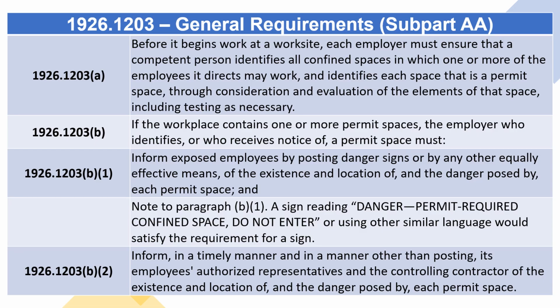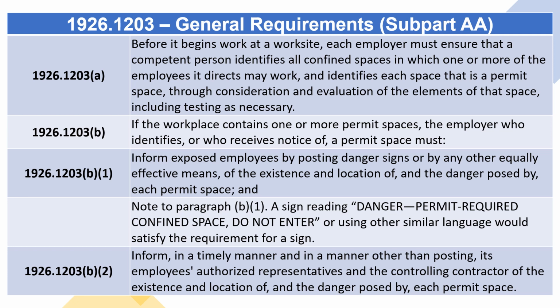1926.1203(a). Before it begins work at a worksite, each employer must ensure that a competent person identifies all confined spaces in which one or more of the employees it directs may work, and identifies each space that is a permit space, through consideration and evaluation of the elements of that space, including testing as necessary.